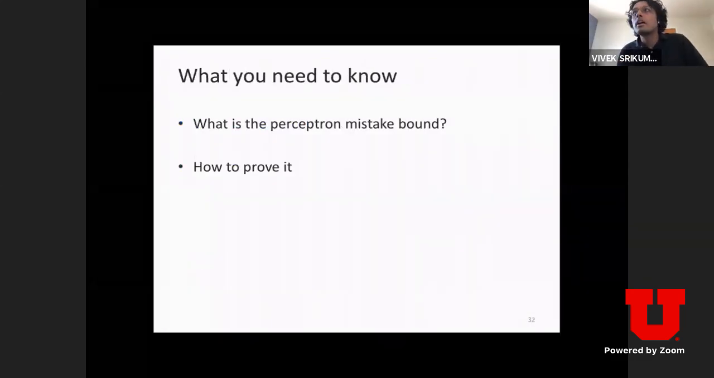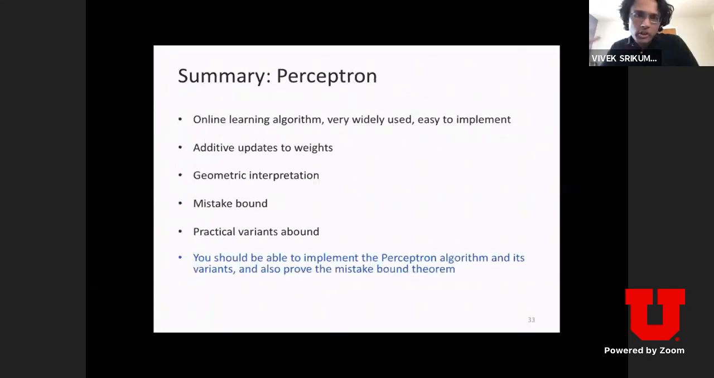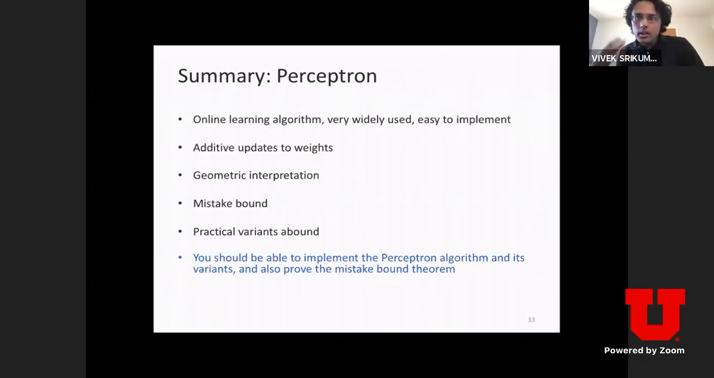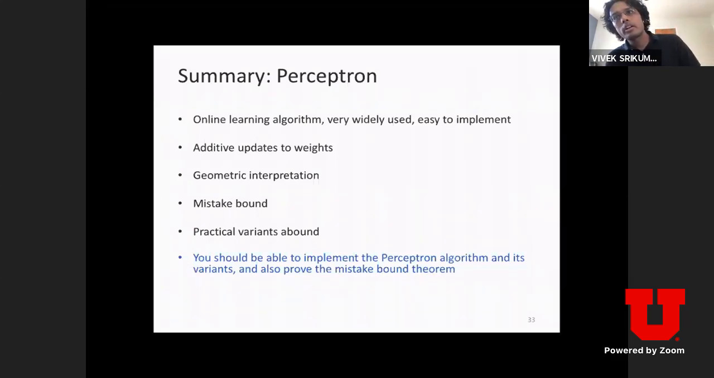So what you need to know as far as this unit is concerned is what the perceptron mistake bound is, and you should be able to prove it, and understand what it means at an intuitive level. And I want you to revisit this lecture and work out the proof on your own to get a sense of how the proof works. If you spend some time thinking about it, it is somewhat intuitive.